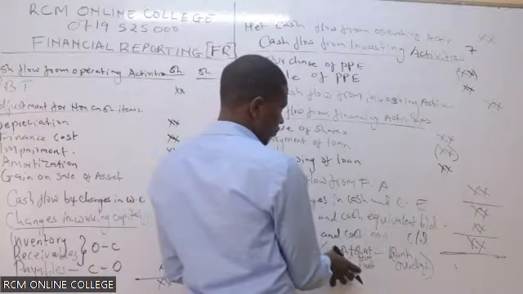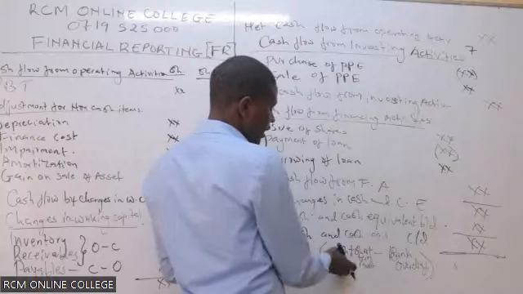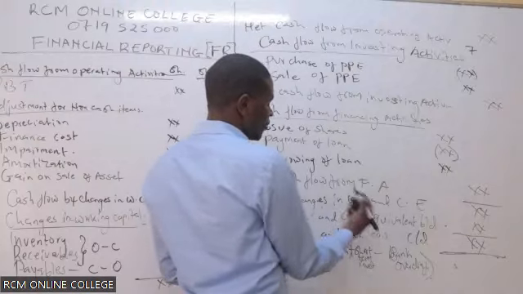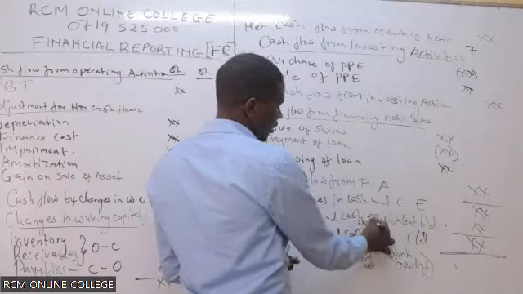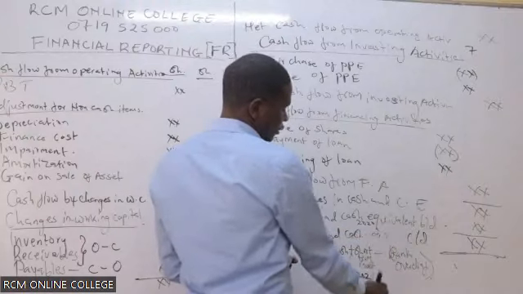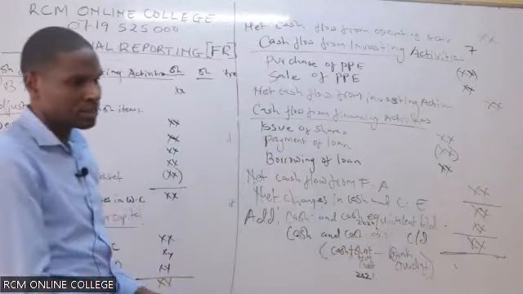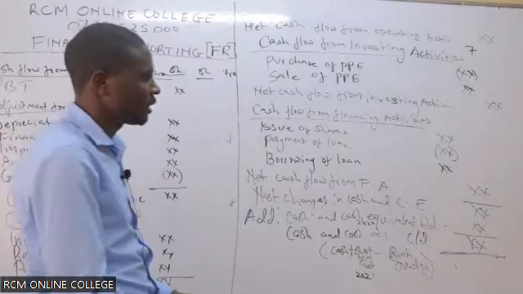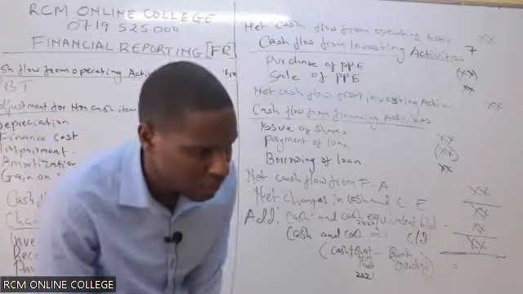Remember, this is for the current year and this is for the previous year. If the previous year is 2020 and the current year is 2021. Now we shall be looking at a question in our next lesson. Because you can see our time is up.